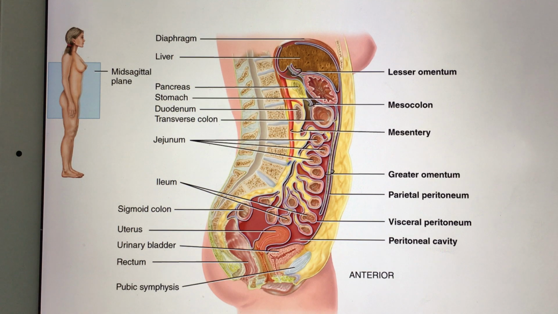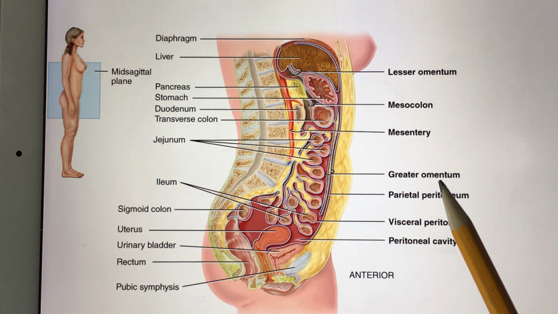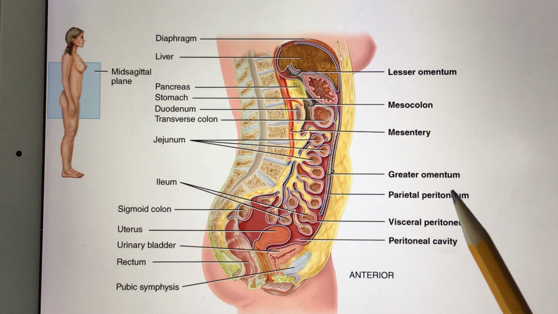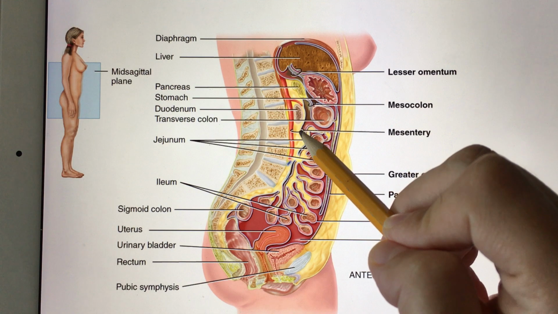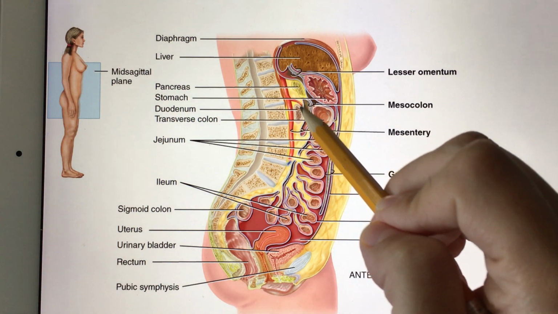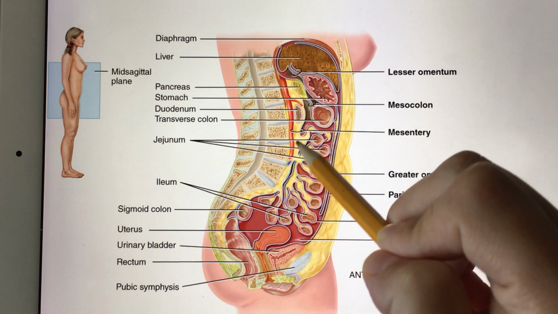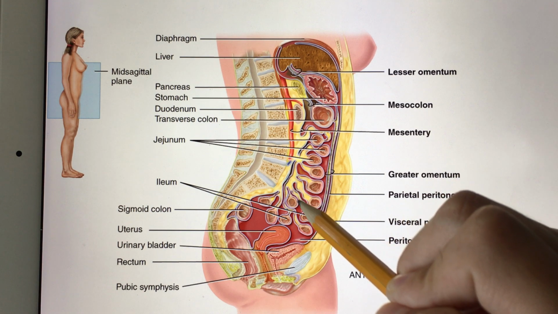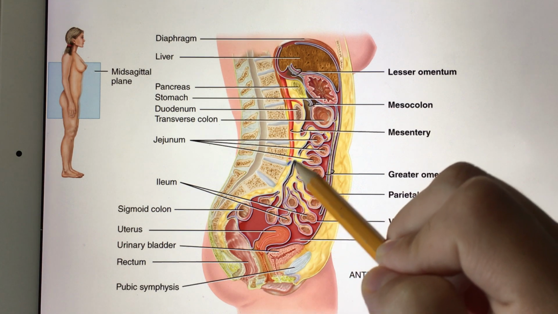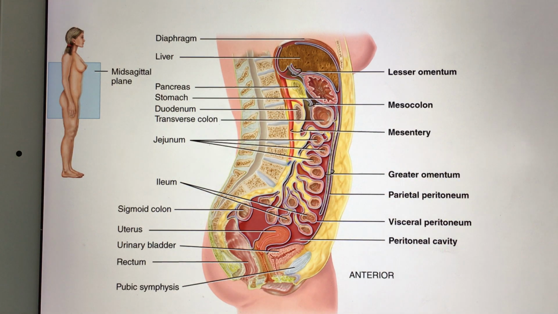The next part of the peritoneum is the mesentery. The mesentery is the part of the peritoneum that binds the jejunum and ileum of the small intestine to the posterior abdominal wall. So it's kind of like all of this stuff filled with fat, this right here in the back, and also these. All of this stuff filled with fat is called the mesentery.